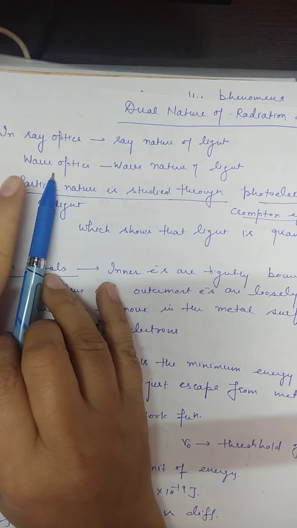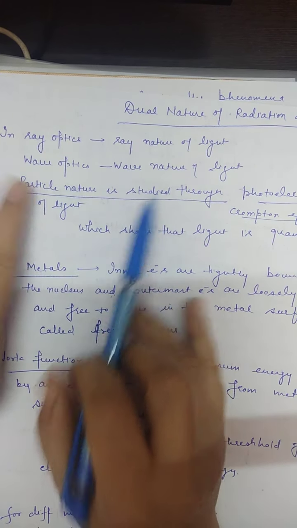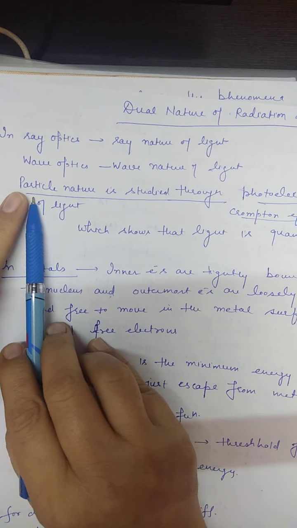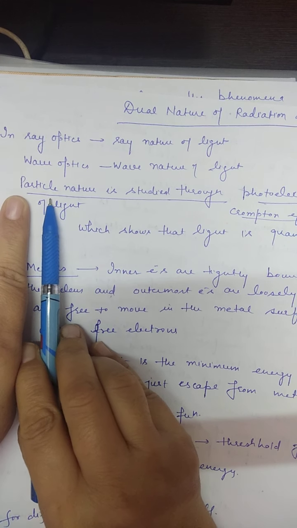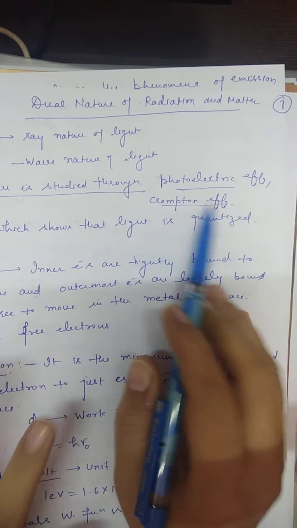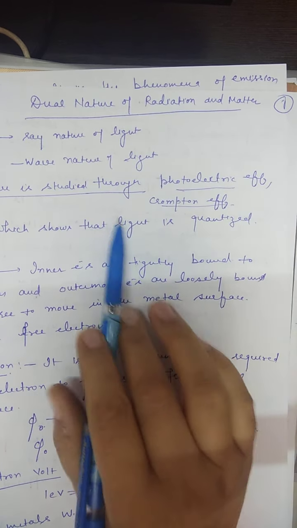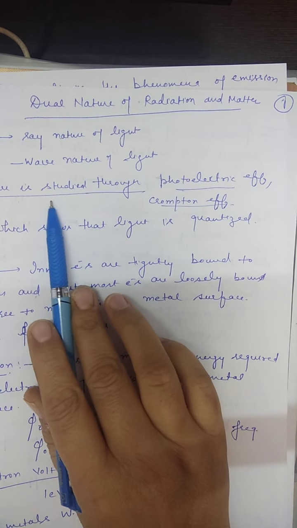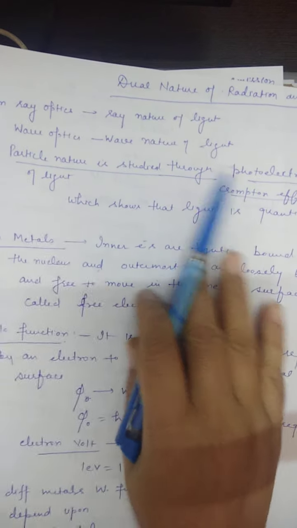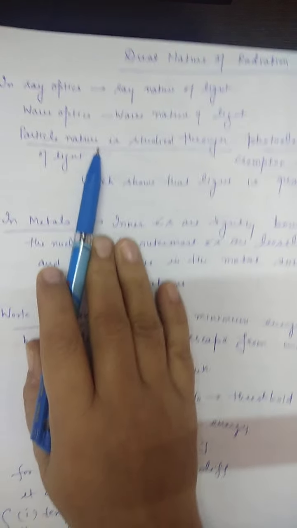Then we have considered wave optics. So in this, we consider wave nature of light. Now, there are three natures of light. The particle nature of light is studied through the photoelectric effect and Compton effect of light. And it shows that the light is quantized. So in this chapter, first we will show how we can explain its particle nature. हम इसका particle nature explain कैसे करेंगे?